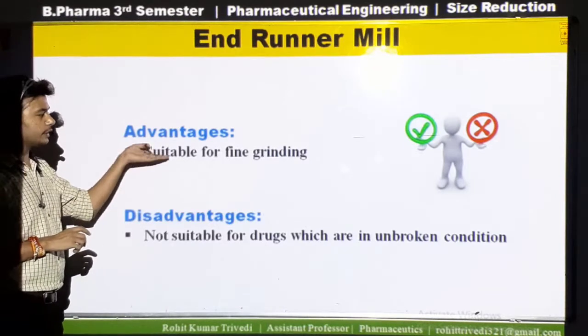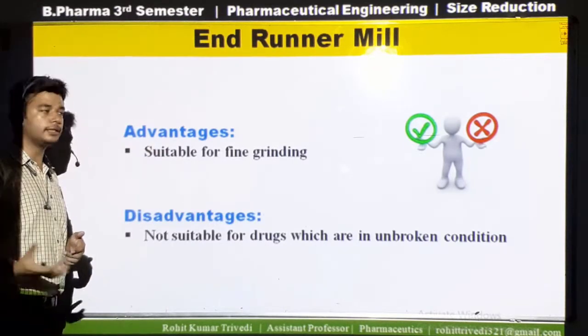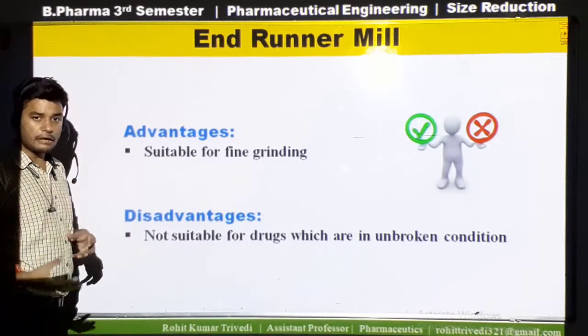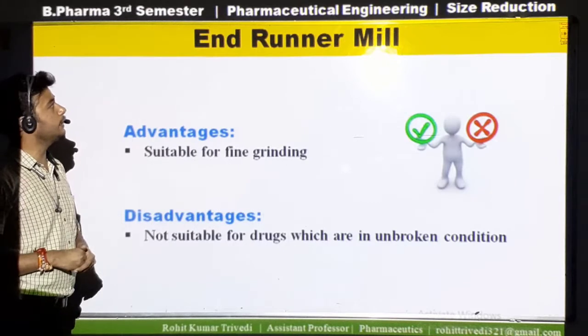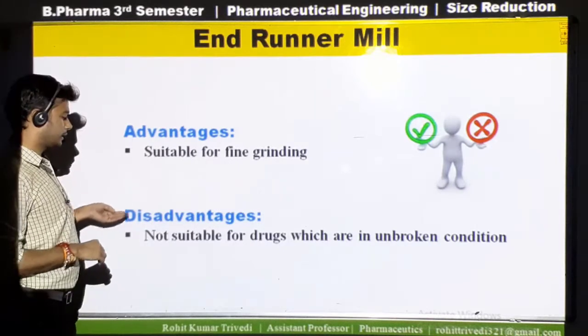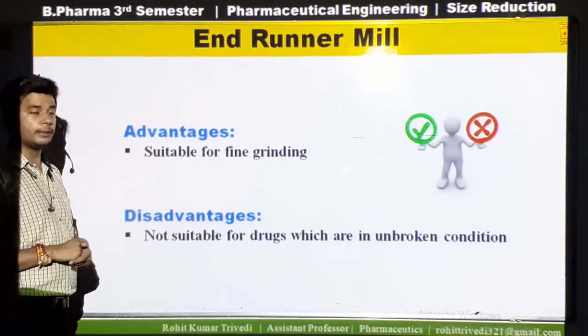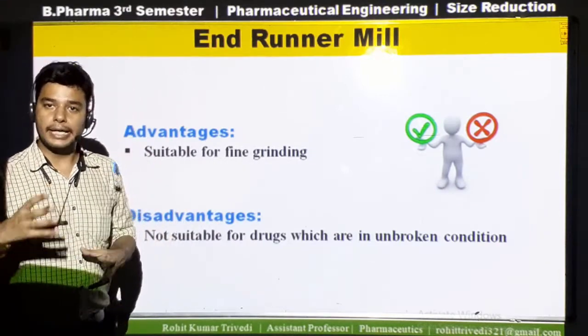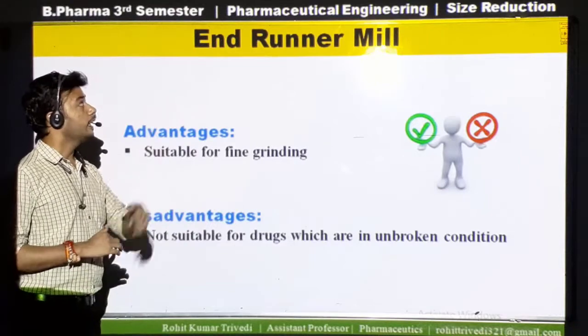The advantage is it is suitable for fine grinding. We will be getting the fine material after grinding that material inside the end runner mill. But the disadvantage is this machinery is not suitable for material that is unbroken. Means large size particles cannot be processed in the end runner mill.